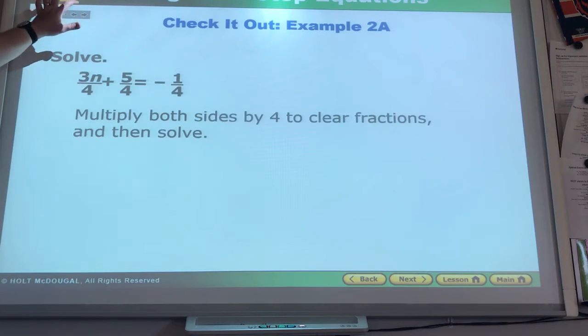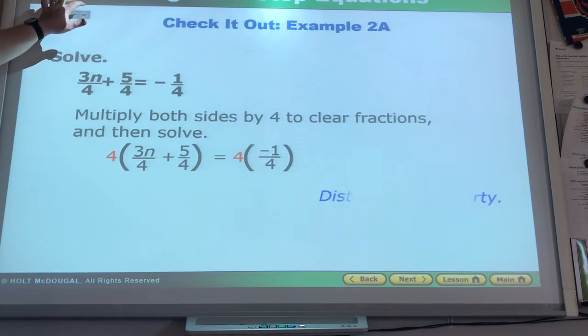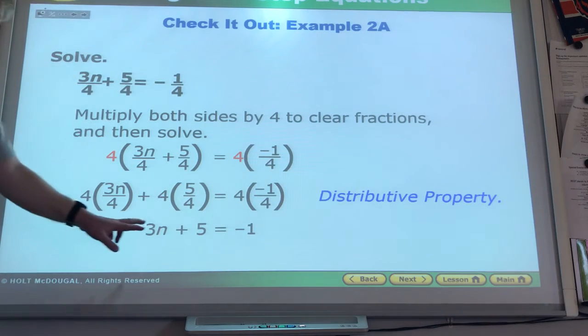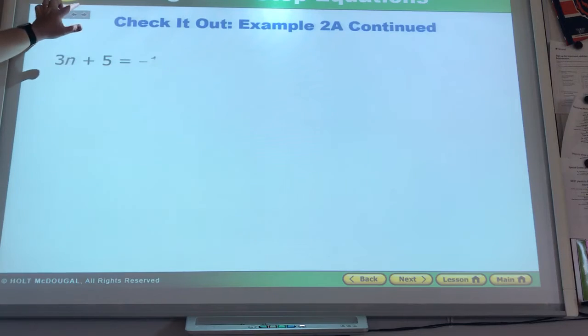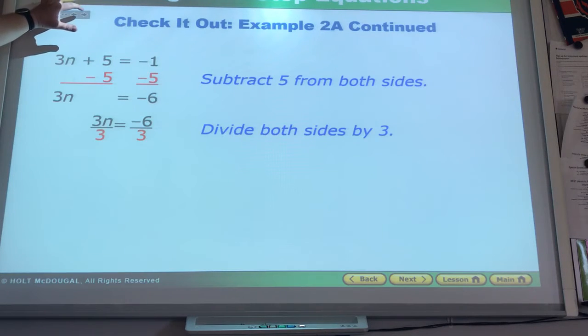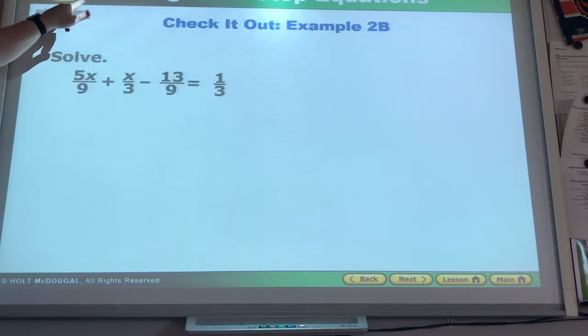All right, multiply both sides by 4. When they do that, they spread them out, use the distributive property, and they realize here's the problem we get. Now, we're going to use inverse operations, subtract that 5 from both sides. Then we use inverse operations, divide both sides by 3 to get that n all by itself. N equals negative 2. And solve.